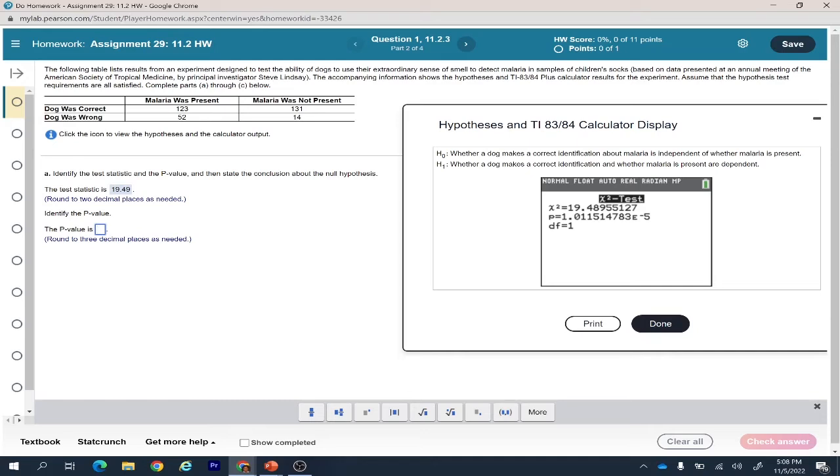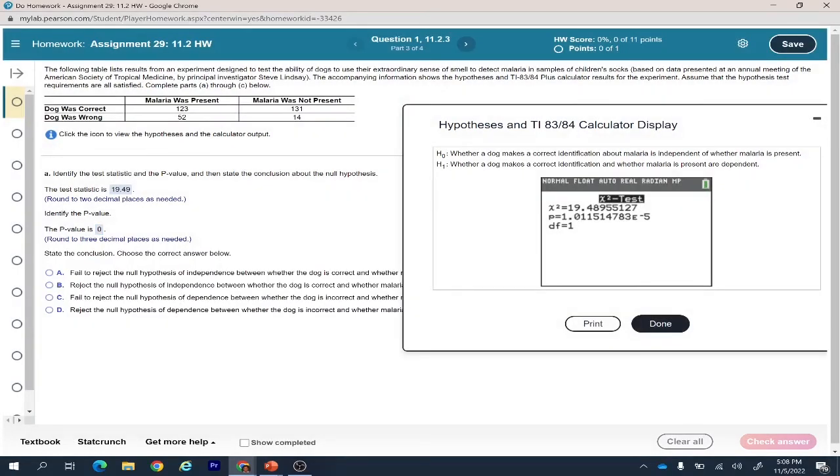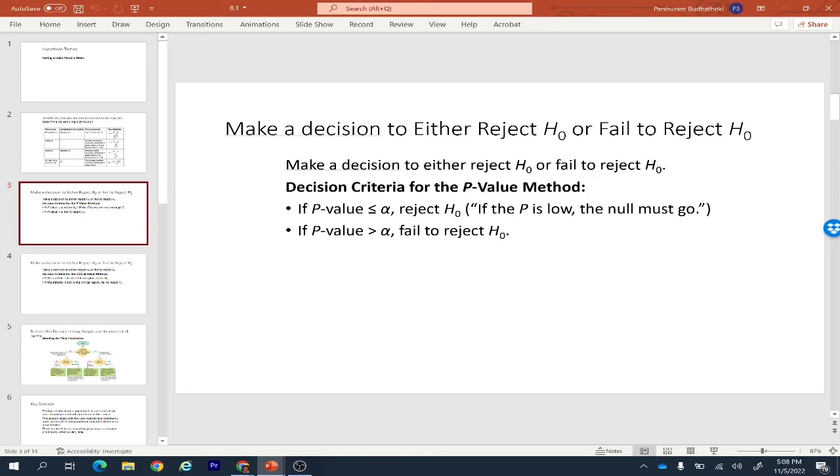That means move this one 5 positions to the right, and after doing that, if you round it to 3 decimal places, then it would be 0. Make sense? Okay, so check answer. And now you have to compare the p-value with the significance level, but since the p-value is 0, no matter what significance level you want to test, the p-value is always less than or equal to that significance level. So that means p is less than or equal to alpha.